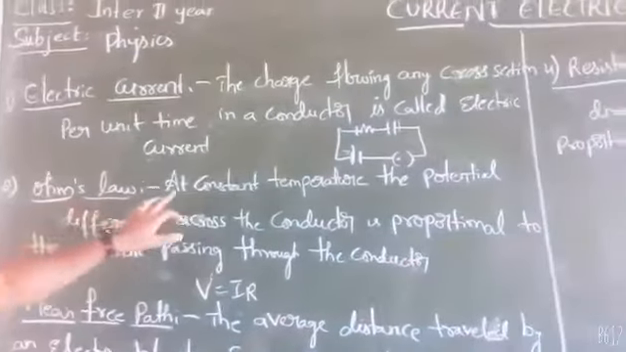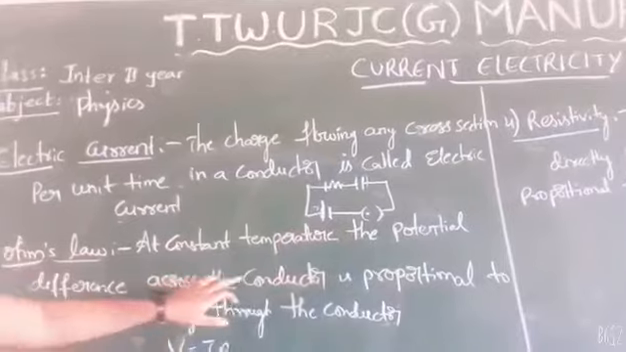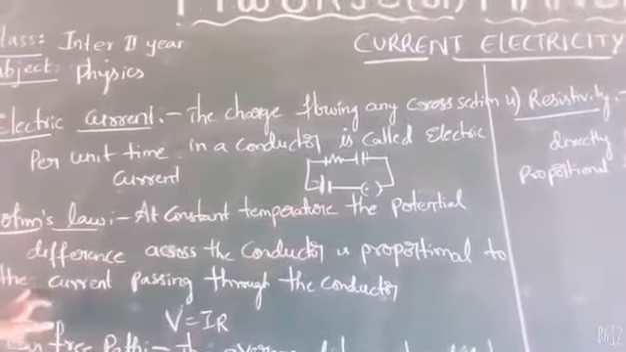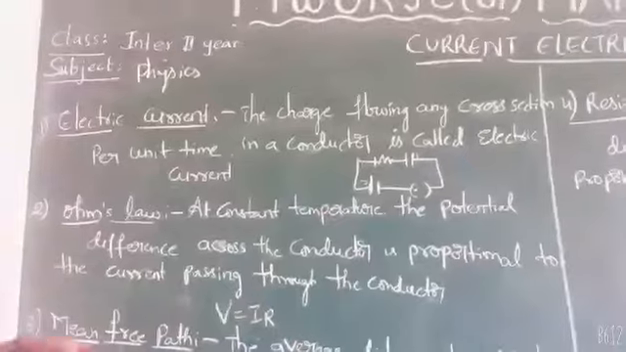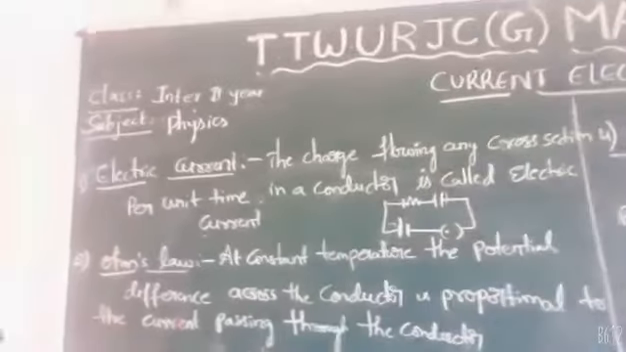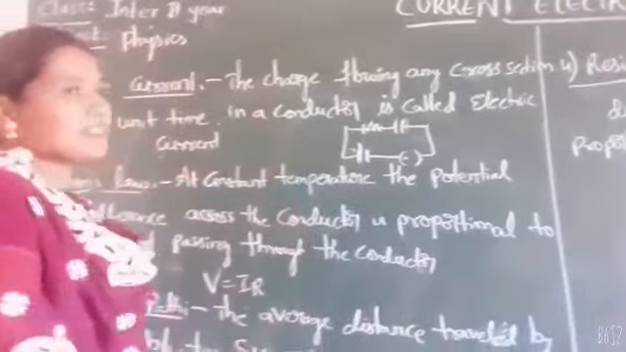And next one is Ohm's law. Ohm's law is: at constant temperature, the potential difference across the conductor is proportional to the current passing through the conductor. At constant temperature, that means if the temperature is increased, what happens? There will be a change in the current.